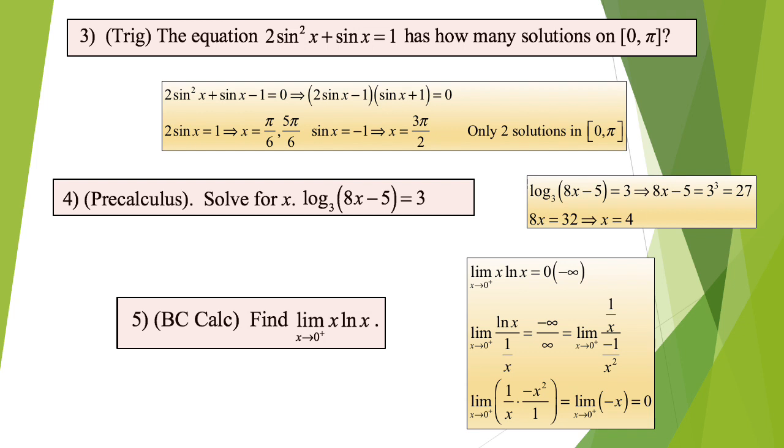This gives us the limit as x approaches 0 from the right of, taking the derivative of top and bottom, 1 over x over negative 1 over x squared. Flipping the bottom fraction, we get the limit as x approaches 0 from the right of 1 over x times negative x squared over 1, which is the limit as x approaches 0 from the right of negative x, and our answer is 0.